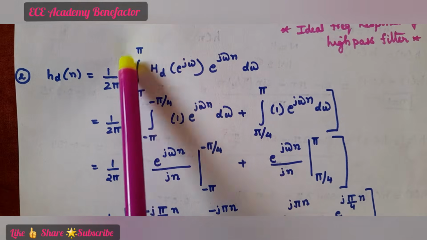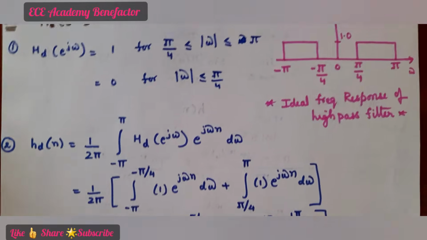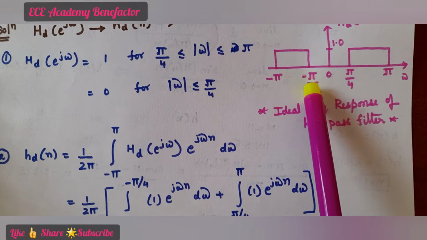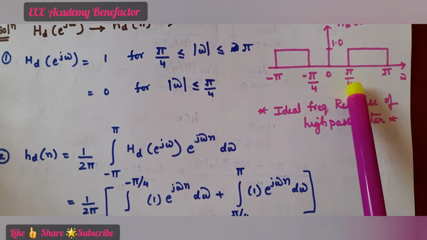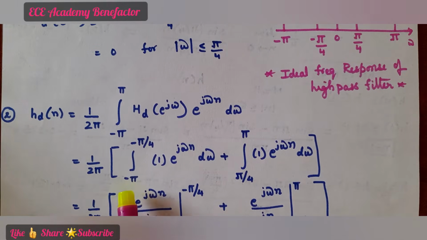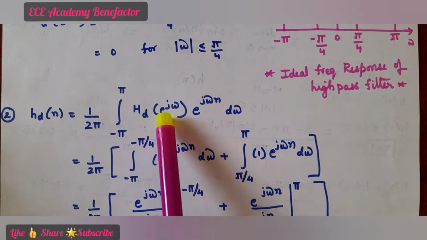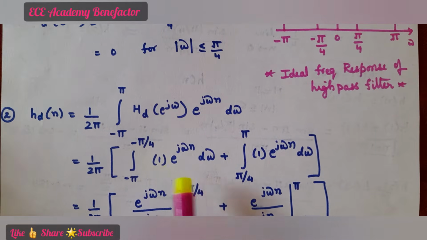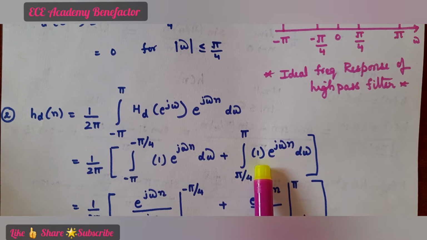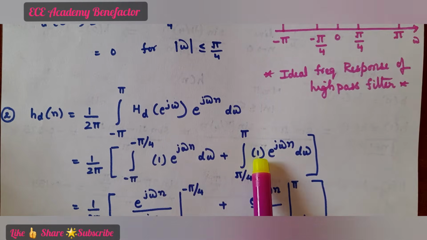Substitute H_D of e to the j omega from the above definition. We can separate this integral into two parts as per this graph. One is ranging from minus pi to minus pi by 4, another integral is from pi by 4 to pi. In the integral from minus pi to minus pi by 4, what is H_D of e to the j omega value? Its value is 1. And in the integral from pi by 4 to pi, what is H_D of e to the j omega value? 1. So, in this range its value is written as 1.